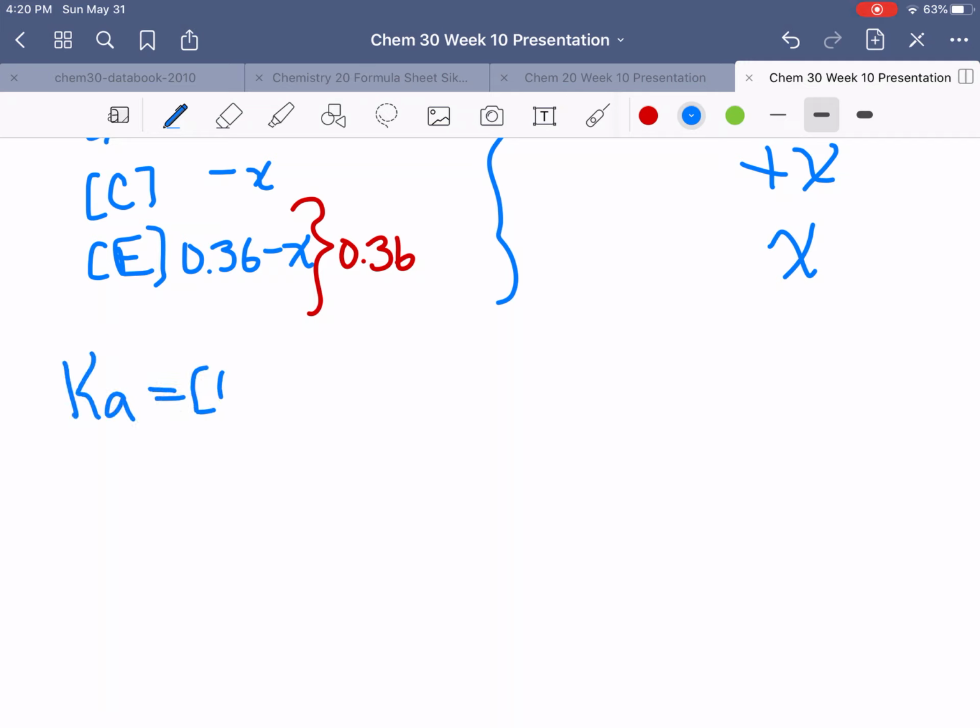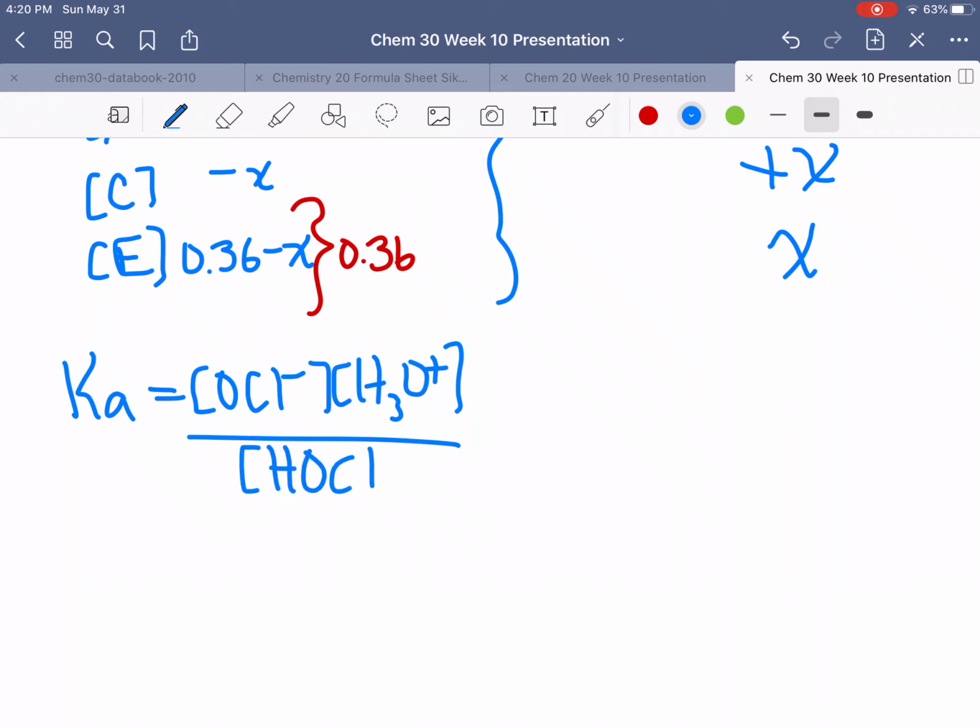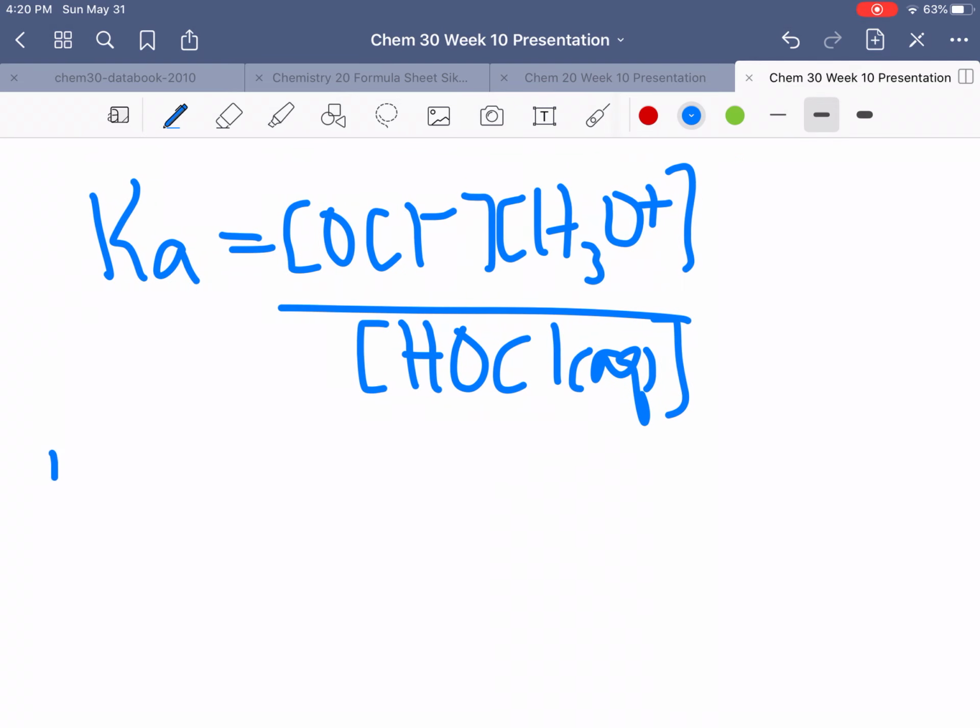Ka is equal to the concentration of the anion, OCl negative, times the concentration of hydronium, H3O plus, divided by the concentration of HOCl aqueous. Equilibrium laws exist at equilibrium. So we are focused at the equilibrium values, not the initial, not the changing. Plug in what you know. Ka was right from the data booklet, that page 8 and 9. It's 4.0 times 10 to the negative 8 equals.